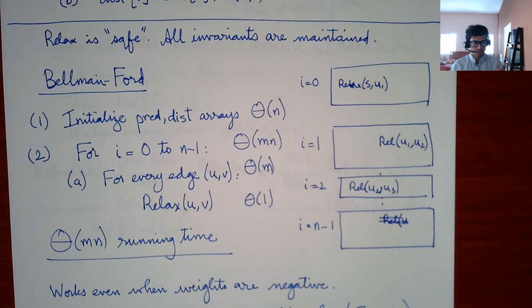Once you understand this logic, you'll be able to see how it can find negative weight cycles as well. But first, does this logic make sense?